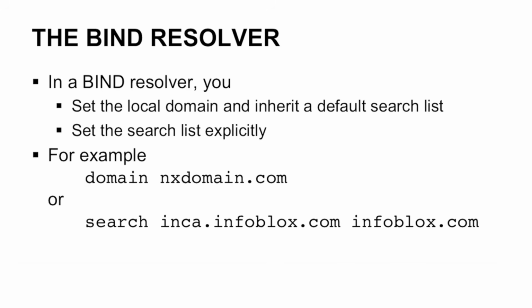With the BIND resolver, you can either set the local domain and make do with the default search list, or set the search list explicitly. Here are a couple of examples. Domain nxdomain.com sets the local domain as nxdomain.com and sets the search list to the default. Search inca.infoblox.com explicitly sets the search list to those two domain names in that order. And it also sets the default domain or local domain to inca.infoblox.com.